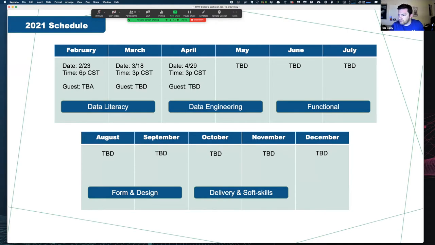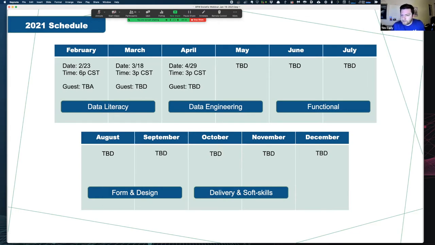During the summer months, June and July, we're going to get into the functional applications of Tableau. To us, that means getting into the nitty-gritty with calculations, table calculations, product updates, that sort of thing. Wrapping up the year, we're going to do some form and design sessions, and finally some soft skills and how to ultimately deliver your dashboards to stakeholders.